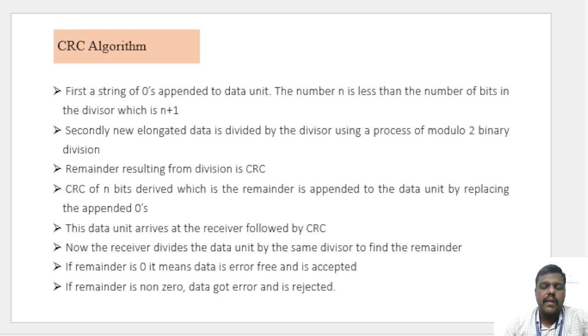The receiver, after getting the CRC bits with the original data, will perform the binary division again and try to find the remainder. If the remainder is 0, the receiver accepts the data, or else the data is rejected.